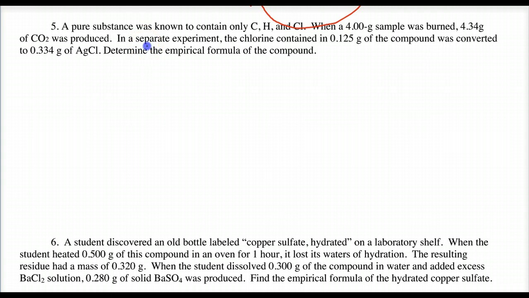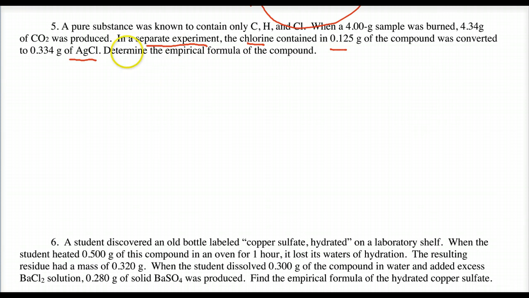And then this is new. In a separate experiment, the chlorine contained only 0.25. The compound was converted to silver chloride. There's our precipitation analysis, our gravimetric analysis. So we have precipitation analysis on top of the combustion analysis, and we're going to build a formula from that.